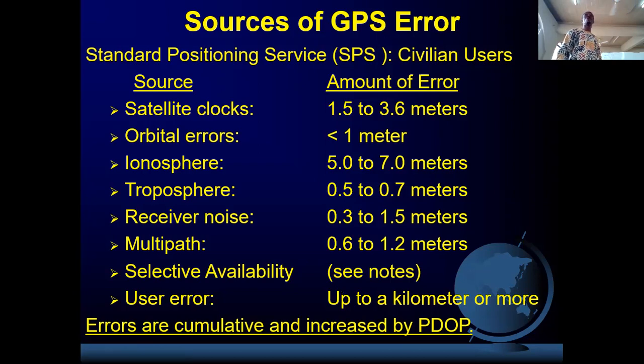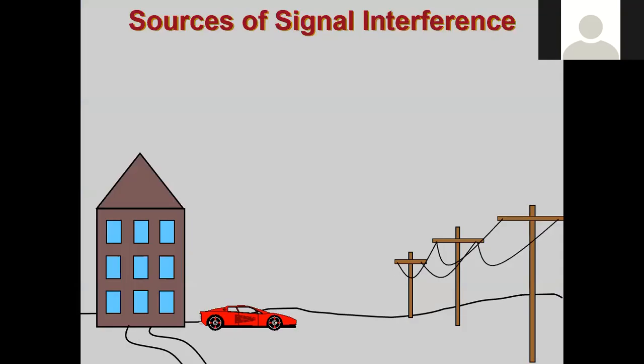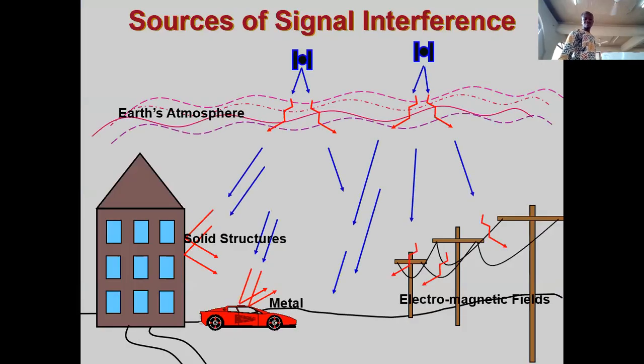Users can take in alcohol and start measuring, and they'll be fired at the end of the day by the manager. Errors are cumulative and they are, of course, increased by what we call the position dilution of precision. We'll learn about that. We'll touch on that quickly.